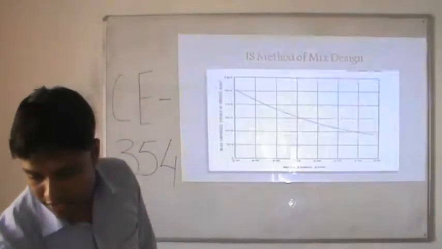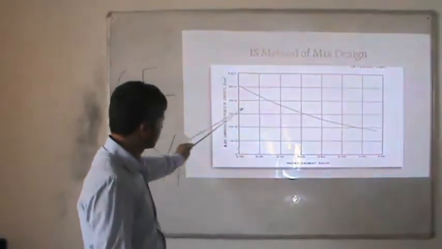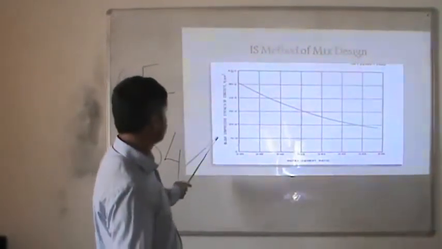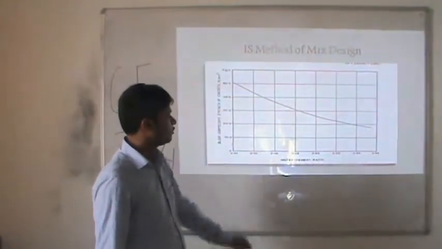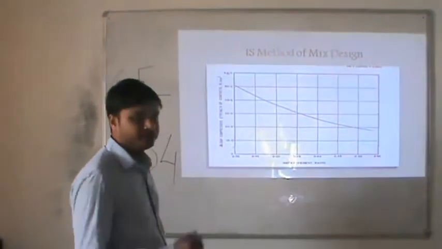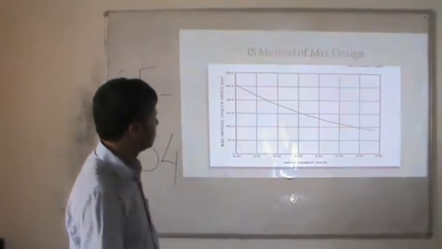So from here we will select the water cement ratio like this. So this is the 28 day compressive strength of the concrete and this is the water cement ratio. So we will set like this. The water cement ratio will be set from this table.